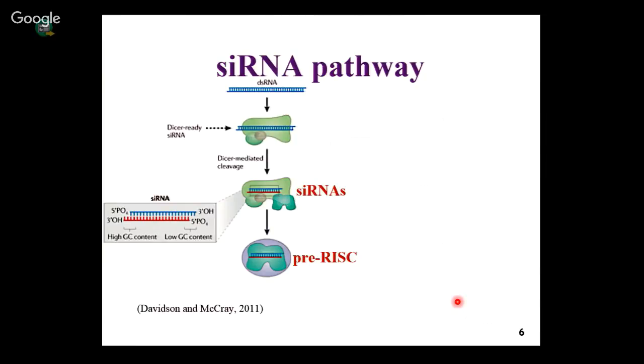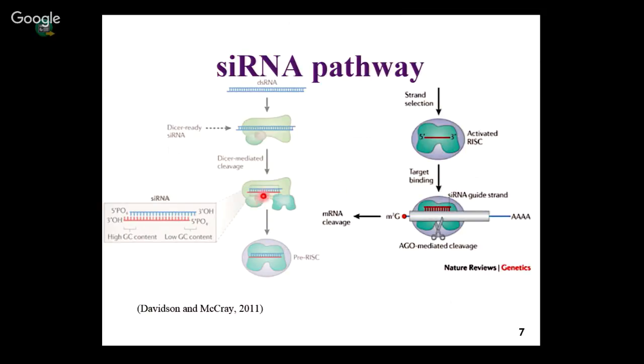The siRNA pathway is that the double-strand RNA is processed by Dicer into a double-strand siRNA, and then with the AGO protein becomes the precursor RISC. Finally, one of the strands is cut by the AGO protein, and then the siRISC will target the mRNA for mRNA cleavage.